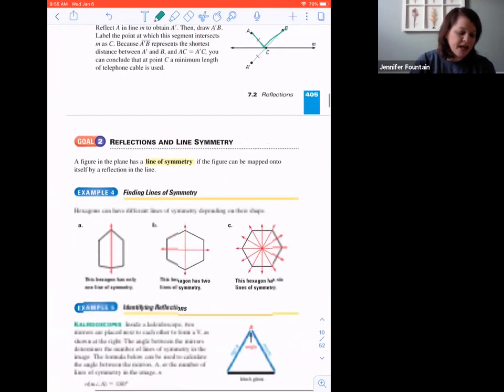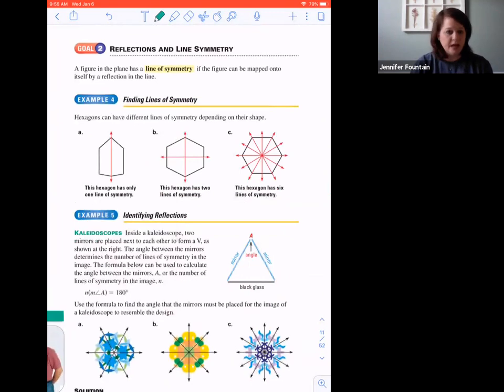Now goal 2, moving on: reflections and lines of symmetry, okay? A figure in the plane has a line of symmetry if the figure can be mapped onto itself by a reflection in the line. So a figure in the plane has a line of symmetry if the figure can be mapped onto itself by a reflection in the line. So your blank there is a reflection in the line.